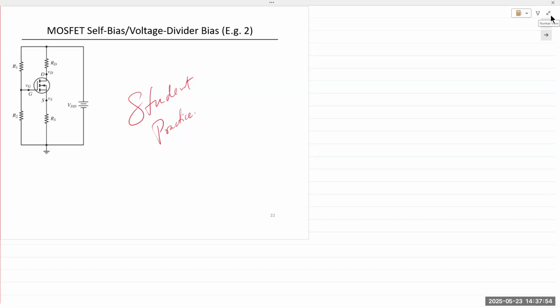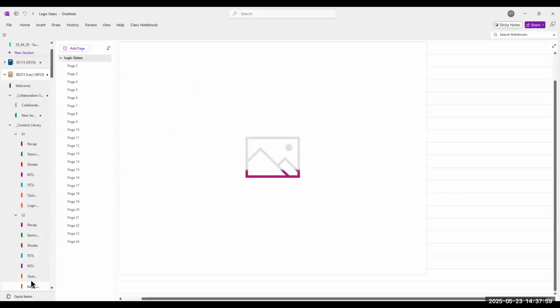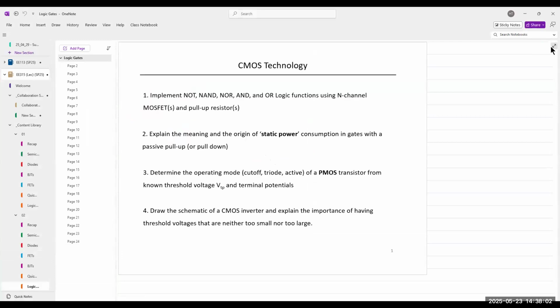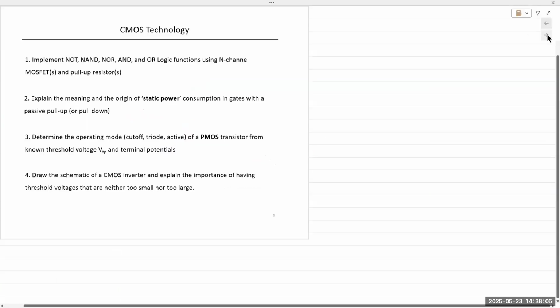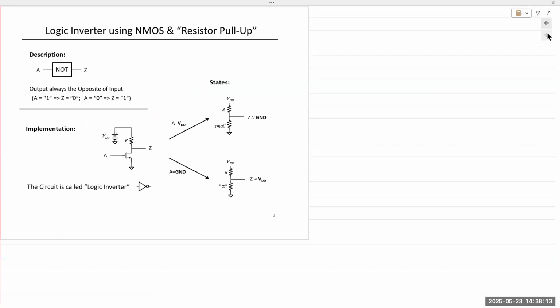Okay, from here on, let's turn our attention to logic gates. CMOS technology. CMOS, as a brief reminder, is basically the usage of both N-channel MOS and P-channel MOS together in circuits to form what is known as complementary MOS structures, hence CMOS. You're going to see how we can create logic gates using NMOS and PMOS transistors.